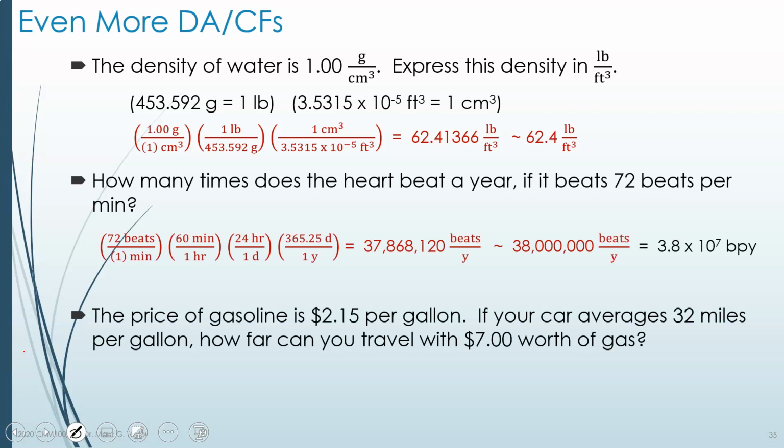And the last one involves a couple different conversions. The price of gasoline is $2.15 per gallon. Your car averages 32 miles per gallon. How far can you travel with $7 worth of gas?